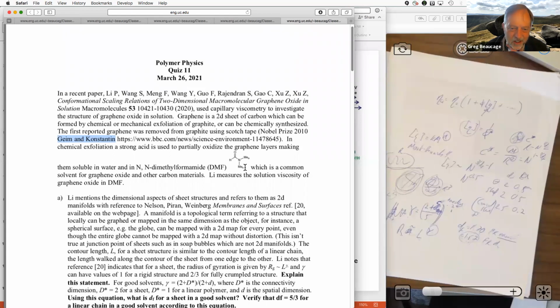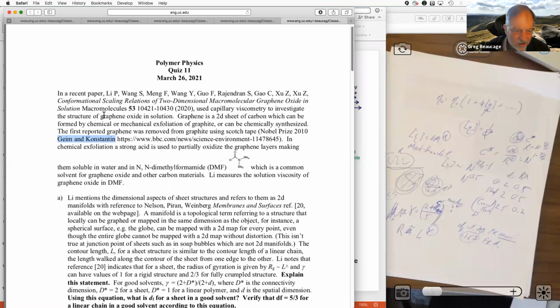So it's a common solvent, and apparently not particularly toxic. It'll solubilize most carbon nanotubes, buckyballs, and graphene. So you'll see everyone uses DMF. It's a good solvent for this, and it works for graphene oxide. You can also use water.